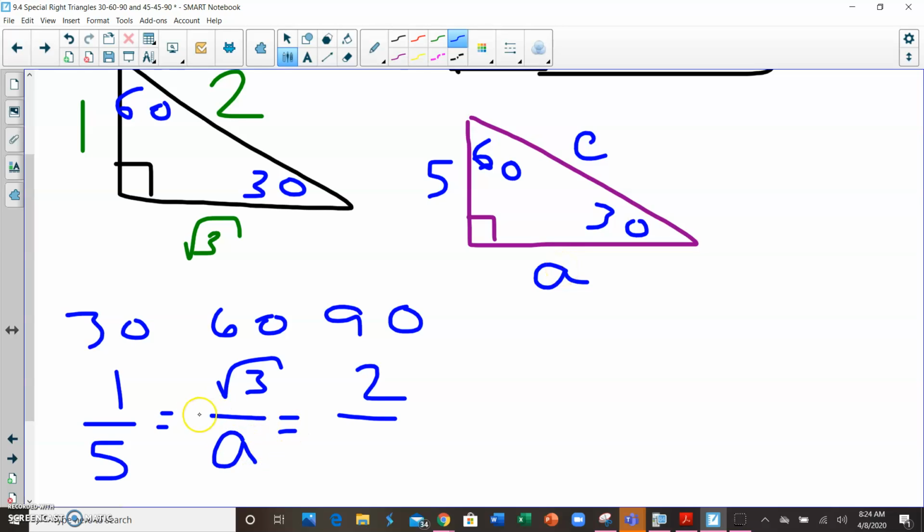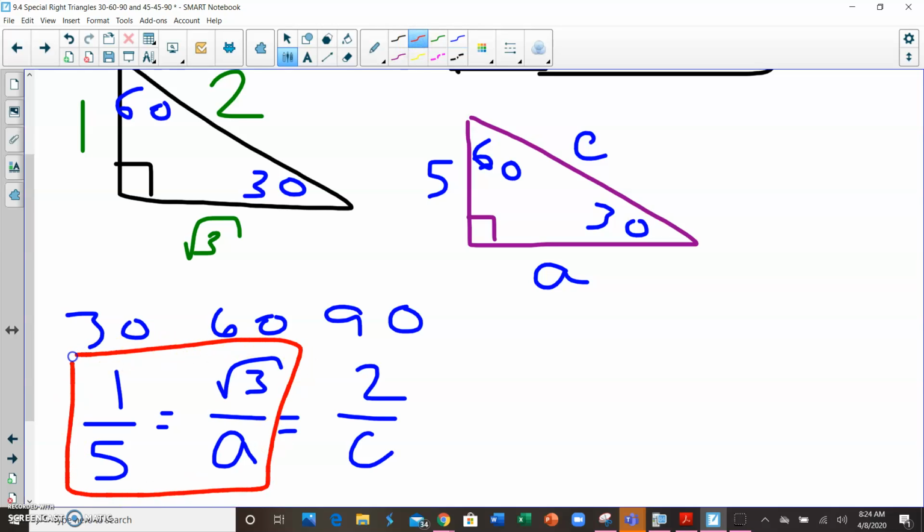And then across from the 90 is C, so we're going to put a C there. So now how do we find A, B, and C? We simply group two of these ratios together, like these two, and then we cross multiply to find what A is. So I'm going to say that 5 times the square root of 3 is equal to 1A, so that makes it easy.